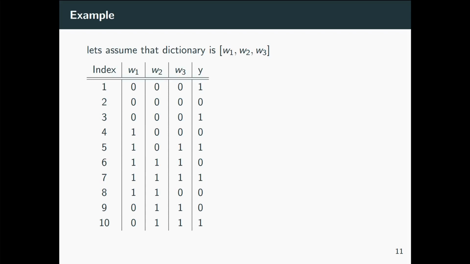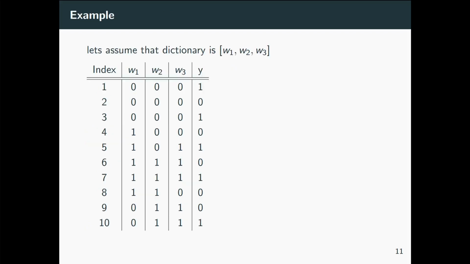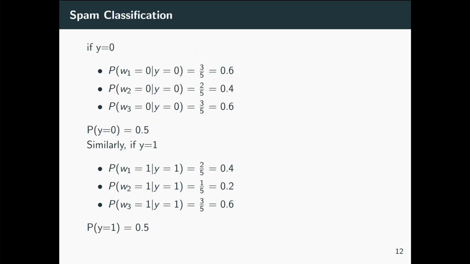Assuming you stopped the video and worked this example out, let's take the case of y equal to 0. So we have index 2, 4, 6, 8 and 9. So firstly you have 1, 2, 3, 4, 5 cases of y equal to 0 and 5 cases of y equal to 1. So the probability of y equal to 0 is 0.5 and the probability of y equal to 1 is also 0.5.